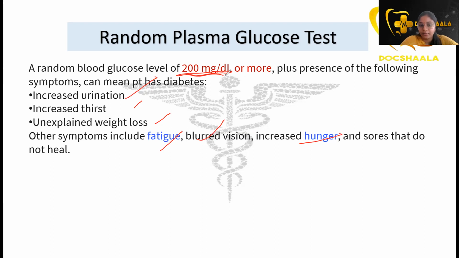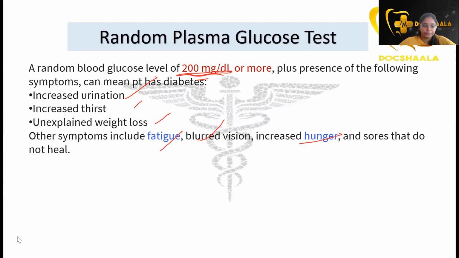If you have a value of above 200 or something like that, we normally do not do any invasive procedure on that day. But to confirm the diagnosis of diabetes, we make the patient take the fasting glucose and postprandial glucose tests the next day, and then only can we confirm the diagnosis of diabetes. Okay, and the patient should present with these symptoms also.